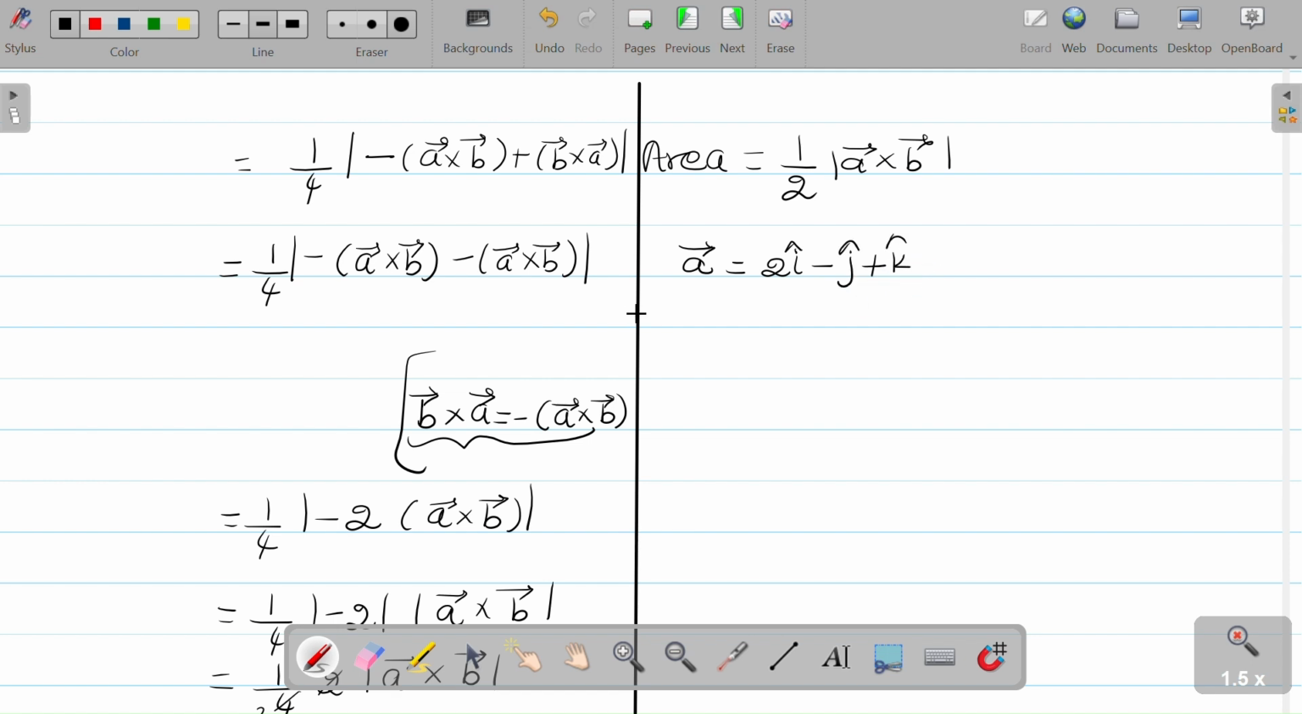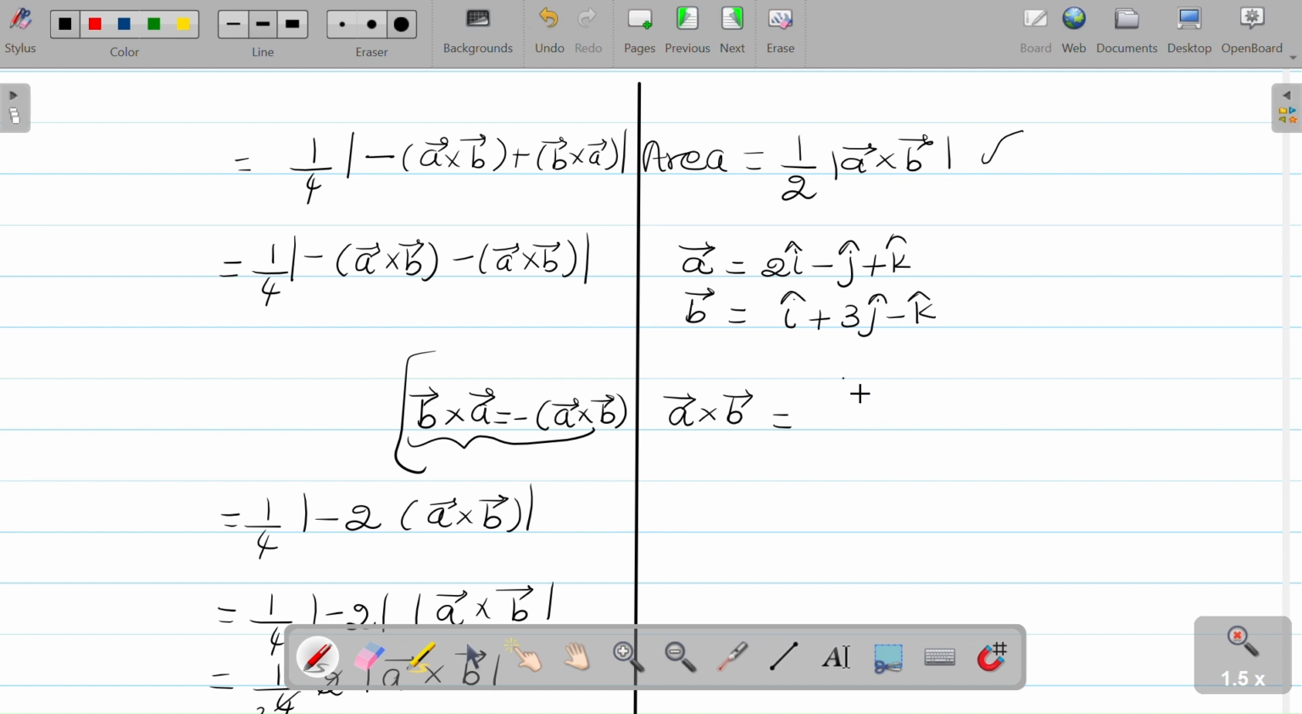B vector is equal to i cap plus 3j cap minus k cap. So the area of the parallelogram, if the diagonals are given, this was the derived formula, just now we have derived it. So we can use the formula to find the area of the parallelogram. For that we have to find the cross product A vector cross B vector.